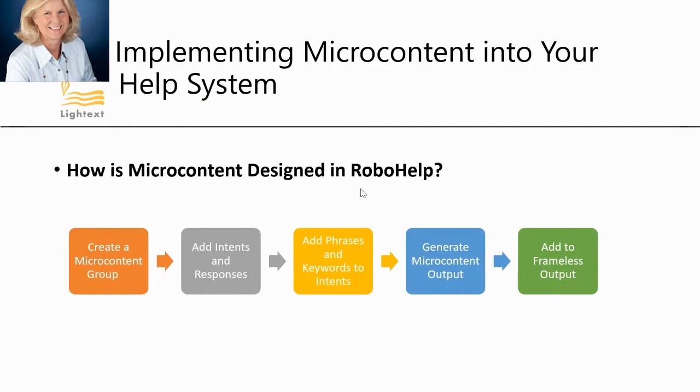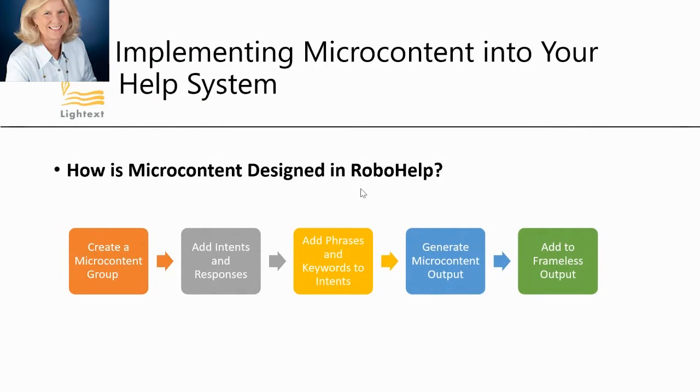But the basic workflow is that you create a microcontent group. You add intents and responses, and intents are questions that you think a user might ask and what you think their response might be, or what you think a good response would be. And then you add phrases and keywords to those questions so that in many different ways that they might ask the question, they get a relevant result and the microcontent appears.